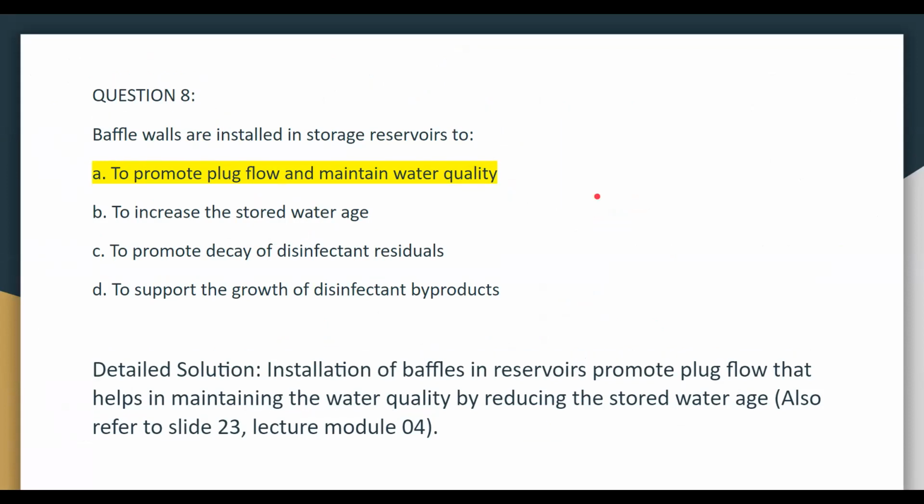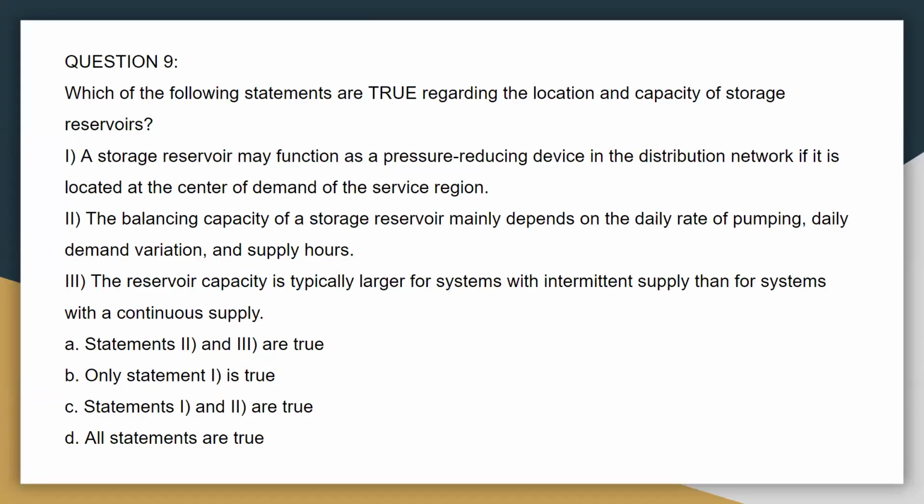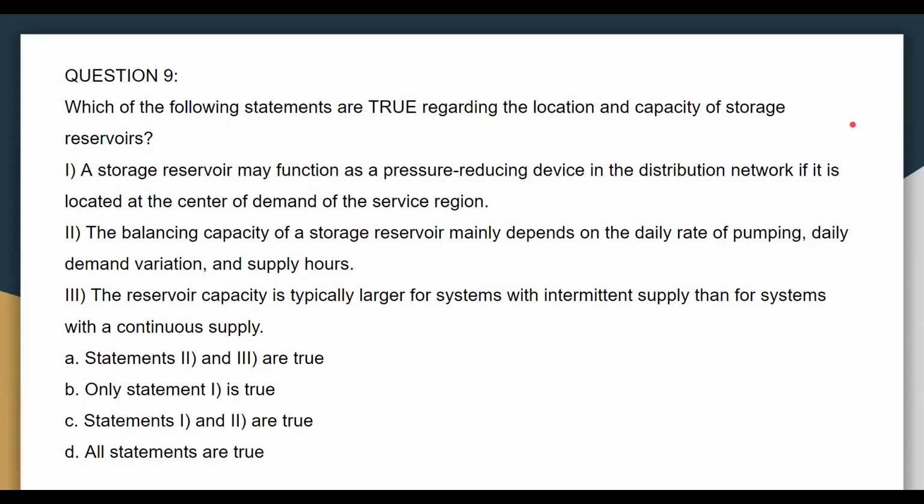Okay. Now moving on to the next question, question number 9. Which of the following statements are true regarding the location and capacity of storage reservoirs? A storage reservoir may function as a pressure reducing device in the distribution network if it is located at the center of demand of the service region. The balancing capacity of a storage reservoir mainly depends on the daily rate of pumping, daily demand variation and supply hours. Reservoir capacity is larger for systems with intermittent supply than for systems with a continuous supply.